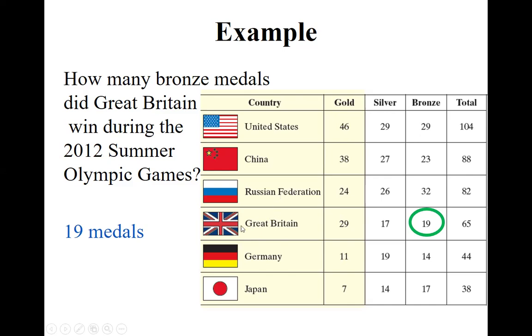And we can go in reverse order too. What country won 11 gold medals? Well, in the gold column, if we find 11, we can go to the country row and see that it would be Germany. So we can go in both directions reading a table. And that's the end of this topic.